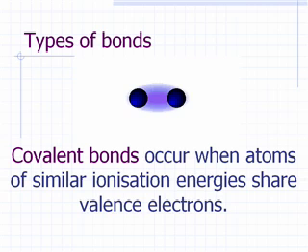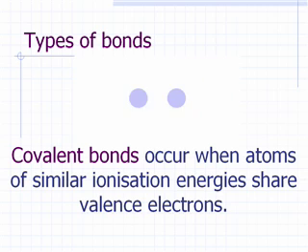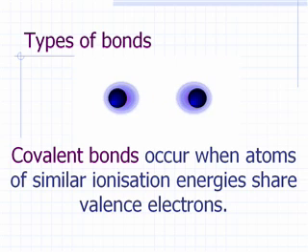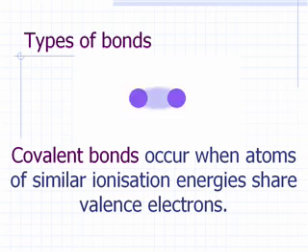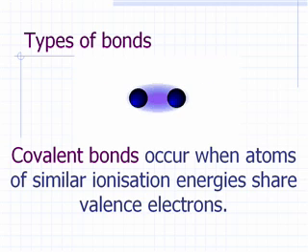A covalent bond occurs when the valence electrons of two neighbouring atoms are shared, and the bond is the mutual attraction of the positive nuclei for this shared pair of electrons. Now these electrons will be shared when you have two atoms of similar ionization energy in proximity. Normally we think of non-metal atoms doing this type of bonding.